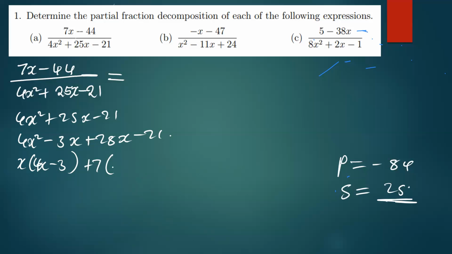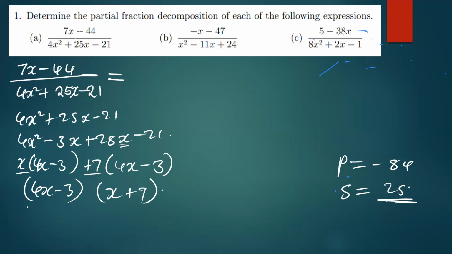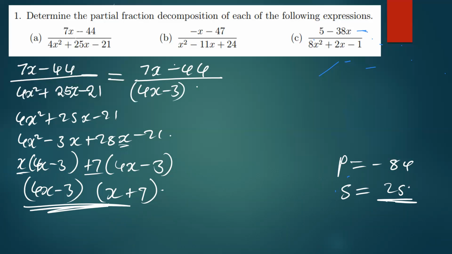So 7 into 28, we're getting 4. Then we have x there. Then minus 7 into 21, we have 3. So this can be factorized. So we have 4x minus 3 and then x plus 7. So these are the two factors. So this expression can also be written as 7x minus 44, everything over 4x minus 3, then open brackets x plus 7. So this is what we have as our factors.